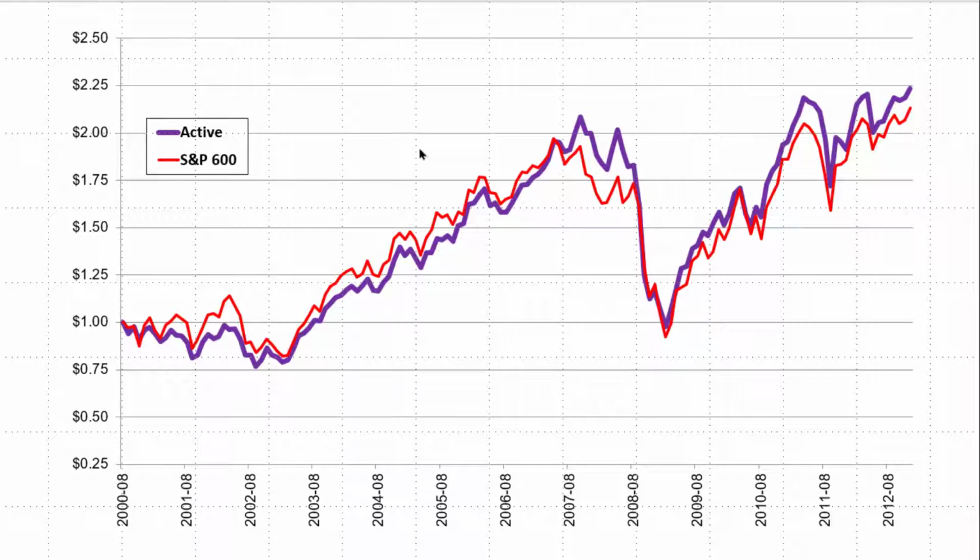And so we asked the manager, are you buying small stocks? And the manager said, yes, I am buying small stocks. I believe that it's easier for me to find mispriced securities amongst the universe of small stocks than it is for me to find mispriced securities amongst the universe of large stocks.